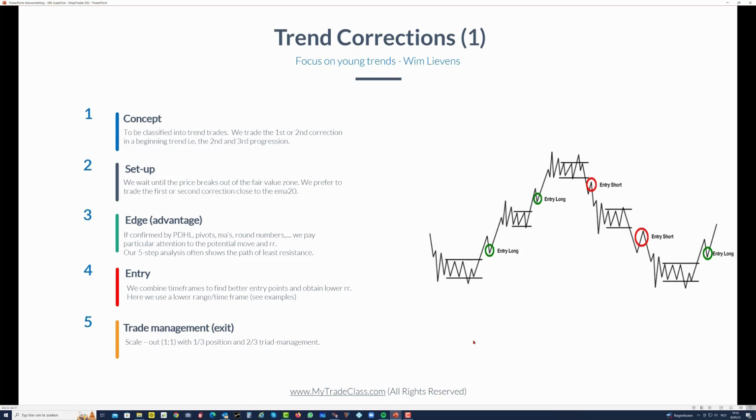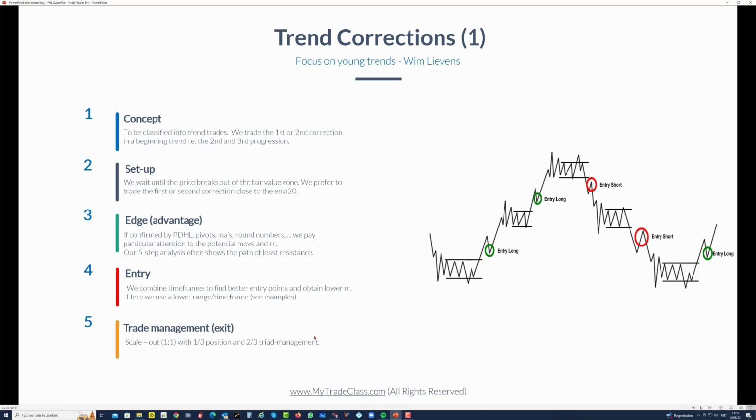Now, trend corrections, we all know the principle. Market is in a trend, moves in a certain direction, corrects. I always look for a correction of, let's say, 30% minimum compared to the last move, and then when the market turns and goes in the initial direction, that's of course when we try to enter. This is basically what we do.